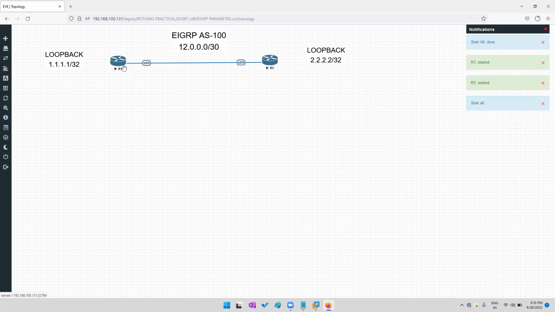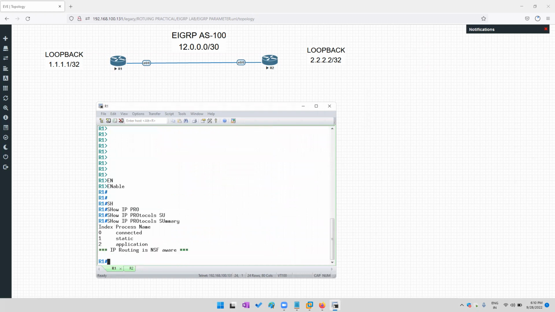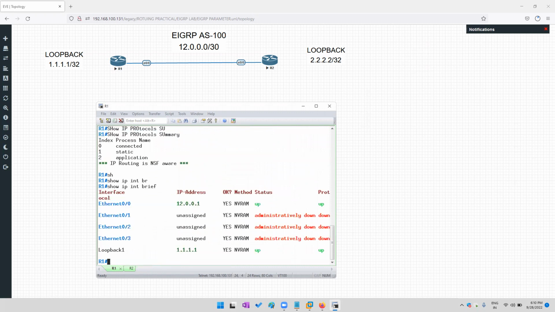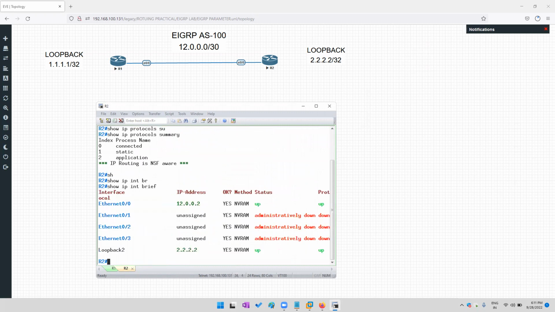Access router 1, access router 2. Now enable mode, show ip protocols summary. No protocol running. Show ip interface brief. So verify how many interfaces are available. We are getting a WAN interface and a LAN interface as a loopback. Clear? Yes. Now go to R2. Show ip protocols summary. No protocol running. And now show ip interface brief. We are getting one WAN and one LAN-facing interface.